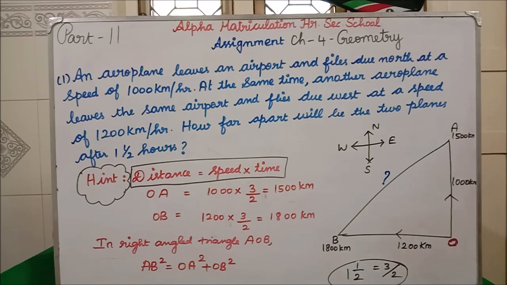Now next, what do we have to do? What we have got is a right angle triangle, so we have to apply the Pythagoras theorem. According to the Pythagoras theorem, the side opposite the right angle is the hypotenuse. The hypotenuse square is equal to the sum of the squares of the remaining two sides, isn't it? So AB square is equal to OA square plus OB square. Just substitute the values and find the AB distance. That's our answer.